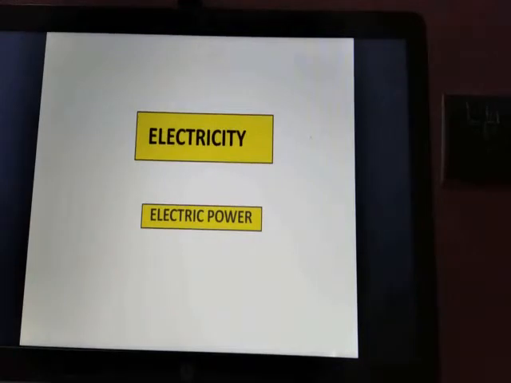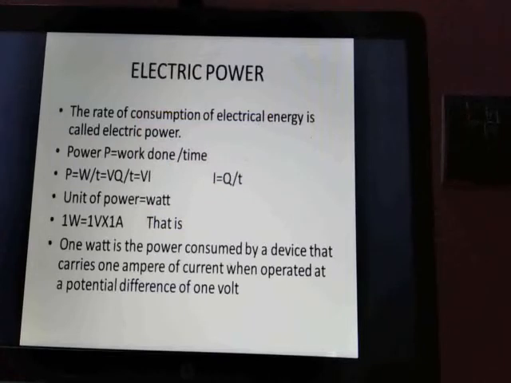Today we discussed electric power. The rate of consumption of electrical energy is called electric power. Electric power is equal to work done by time. So, power P is equal to W by T.